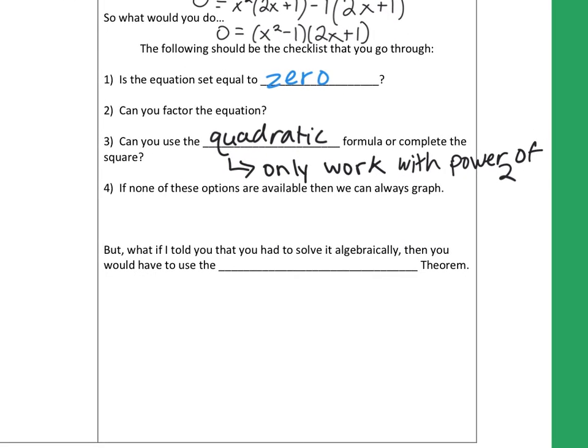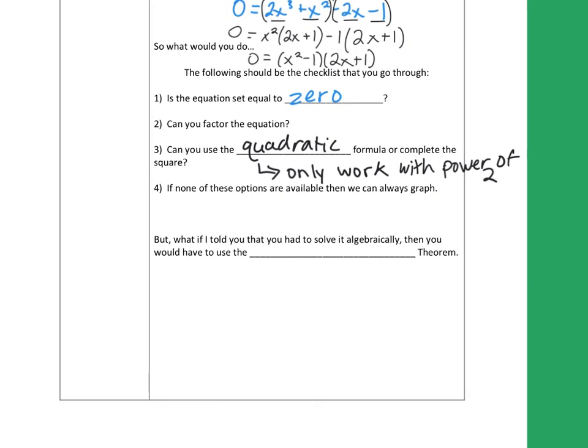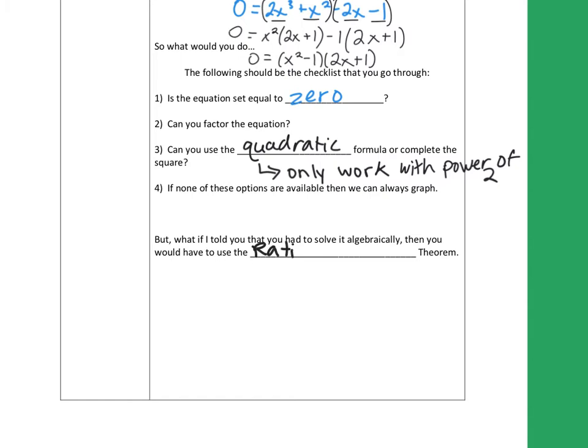And then if none of these options are available, you could always graph it, especially if you're taking the EOC and that Desmos option is there. We're going to learn how to use that later on, but definitely type that into Desmos and see where you cross the x-axis. But there's also the way we can solve it out algebraically. And again, this is what we call the rational root theorem, and this is what we're learning today. But definitely try to factor it first before you go into this, okay?